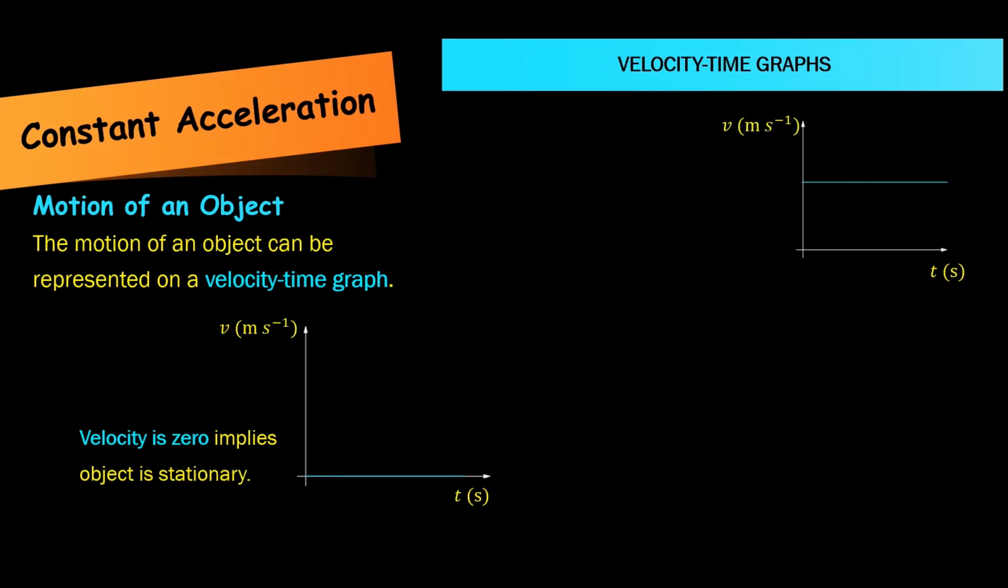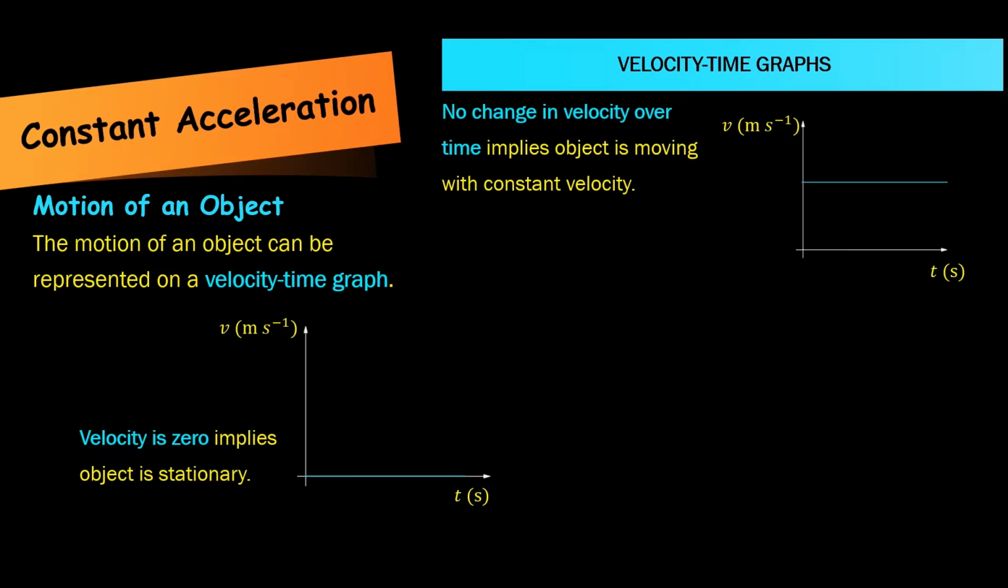Now consider this velocity time graph. Again, we have the time in seconds on the x-axis and the velocity in meters per second on the y-axis, and we have constant velocity, which indicates that there is no change in velocity over time, which implies that the object is moving with constant velocity.